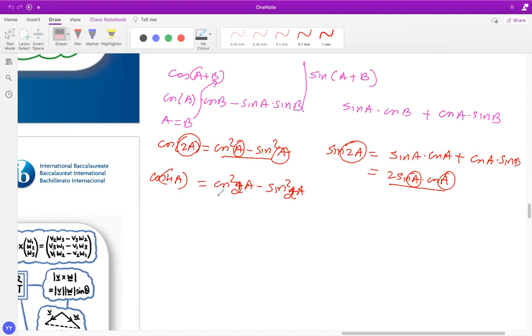So whatever is the angle that you have, it becomes half of that. Similarly, if you have sine of 4A, it can be written as 2 times sine 2A cos 2A. So that's the basic stuff.